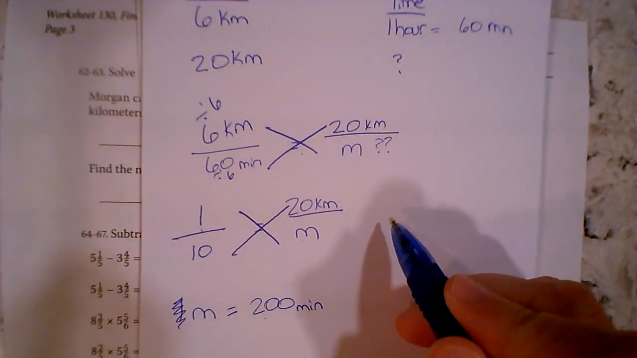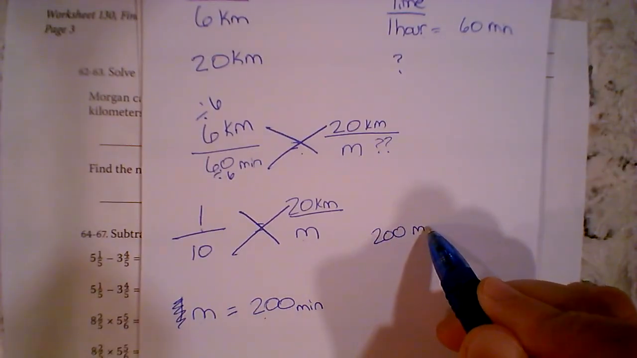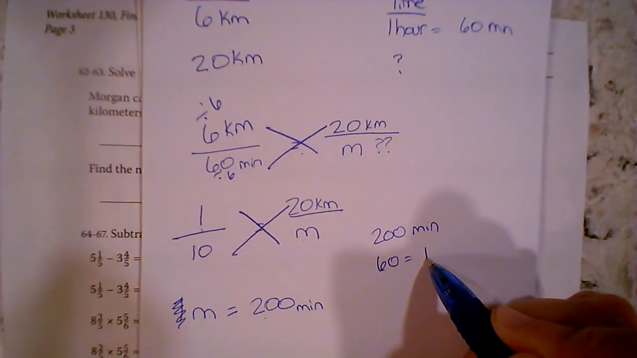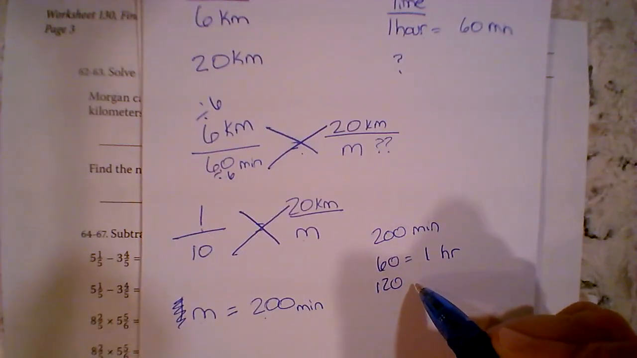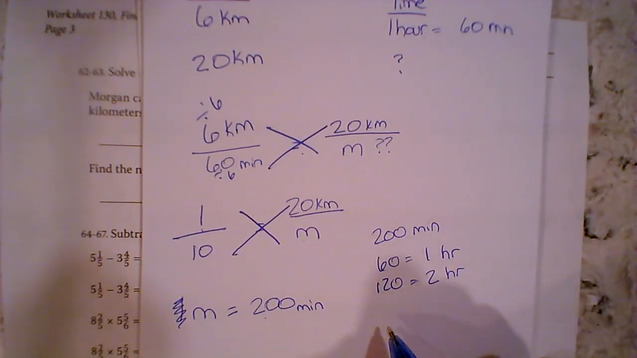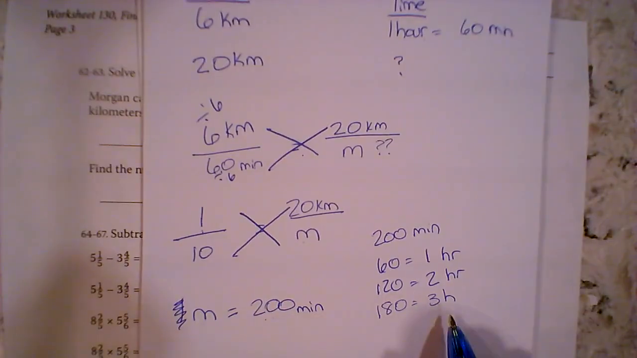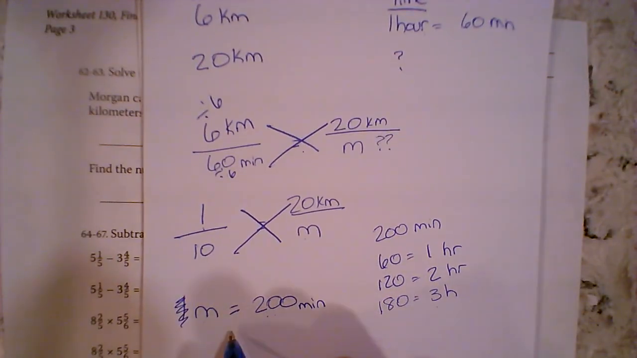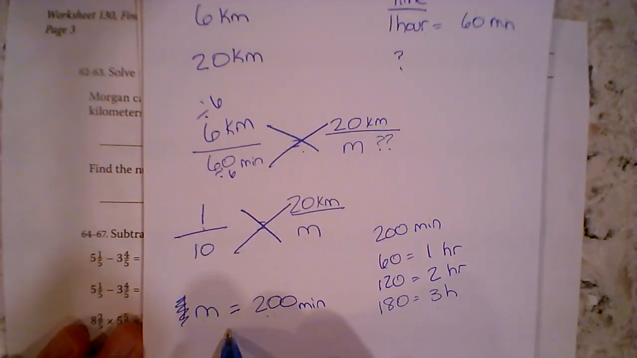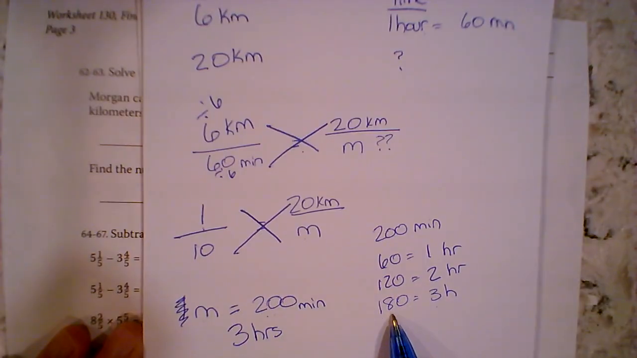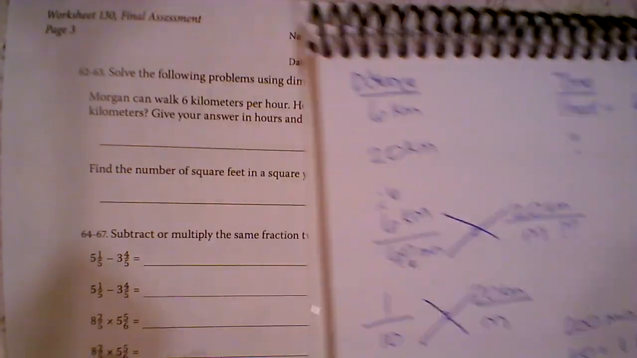Now let's consider what 200 minutes are. We know 60 minutes equals 1 hour. We know 120 minutes equals 2 hours. We know 180 equals 3 hours. Now we're getting close to 200. So we're talking about 3 hours. Morgan was able to do 20 kilometers in 3 hours, but not just 3 hours. What's the difference between 200 and 180? 20 minutes. So 3 hours and 20 minutes. Okay, so there was that one.